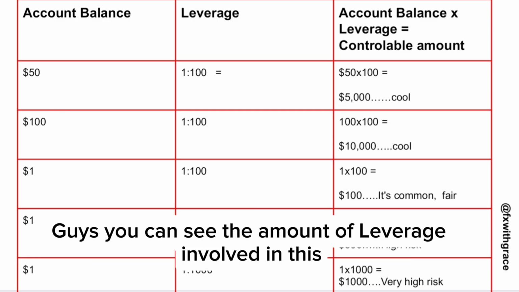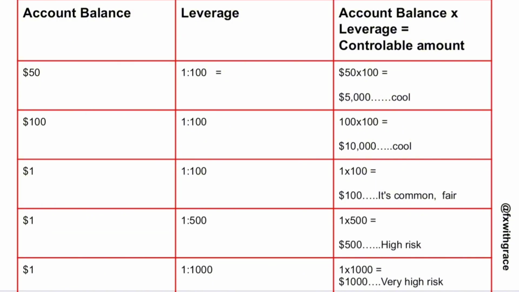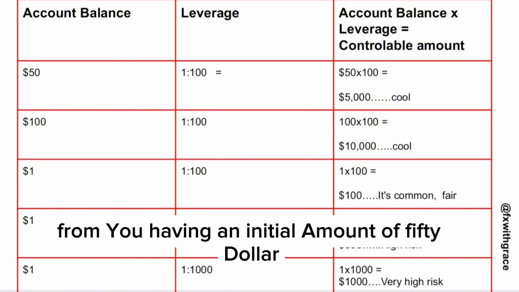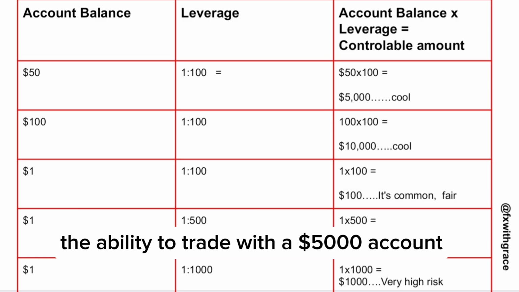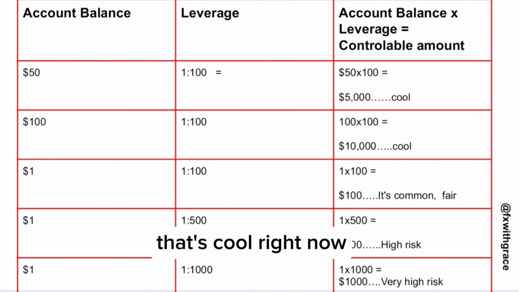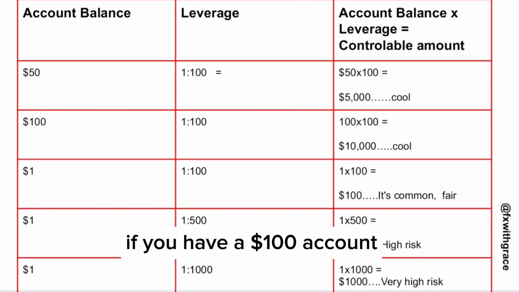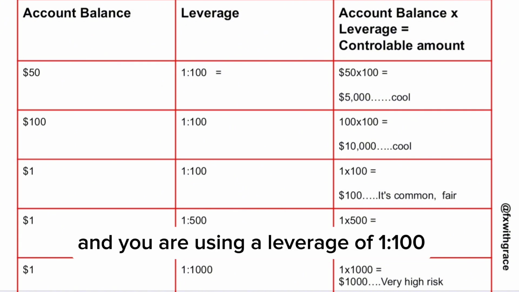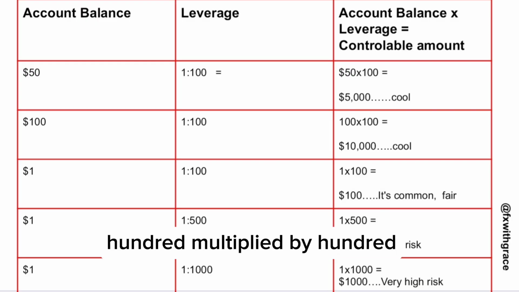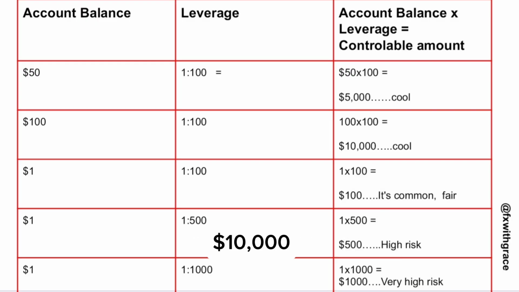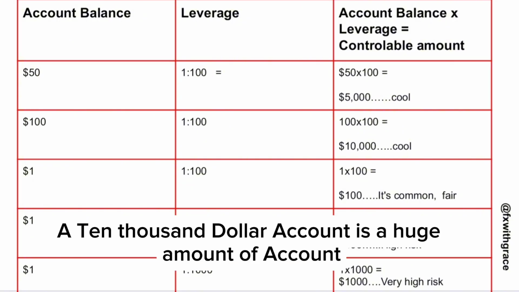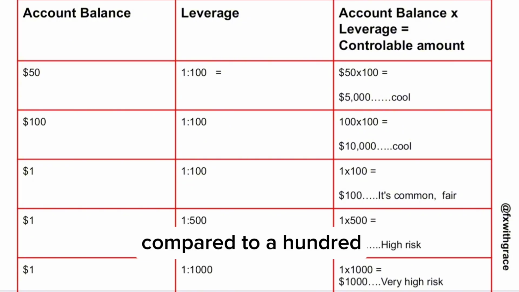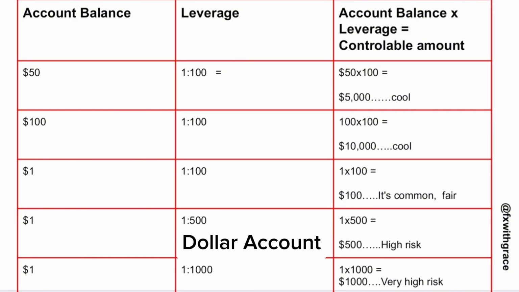Guys, you can see the amount of leverage involved in this. From you having an initial amount of $50, now your broker, after giving you that leverage, you now have the ability to trade with a $5,000 account. That's cool, right? Now, if you have a $100 account and you are using a leverage of 1:100, 100 multiplied by 100 will give you $10,000, which is a huge amount of money. A $10,000 account is a huge amount compared to a $100 account, right?